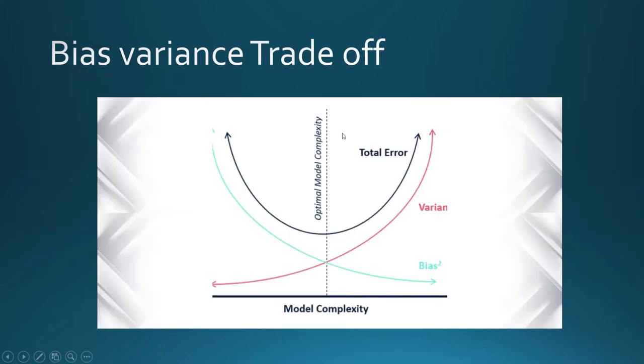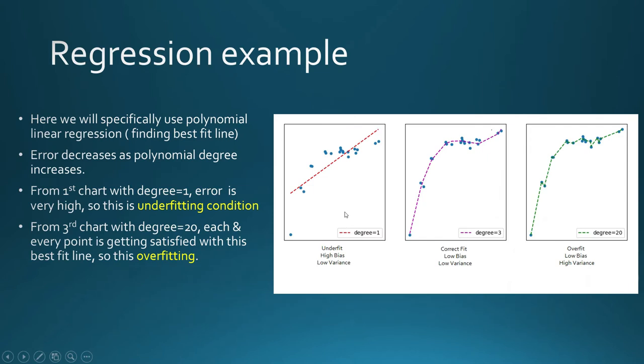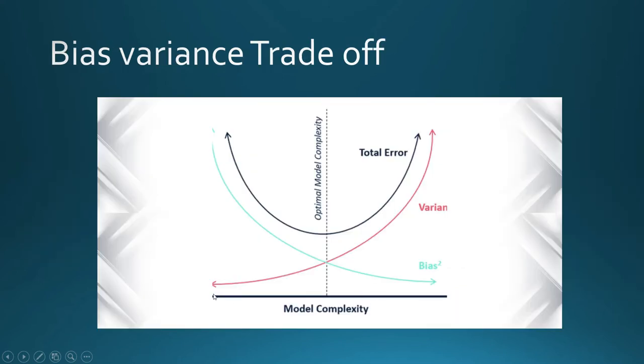Going forward, model complexity. This model is a very low complexity model, and this is a very high complexity model. When the model complexity increases, variance increases. When the model complexity decreases, the bias increases. So this is the bias and this is the variance. On the blue line, you see the variance has increased.